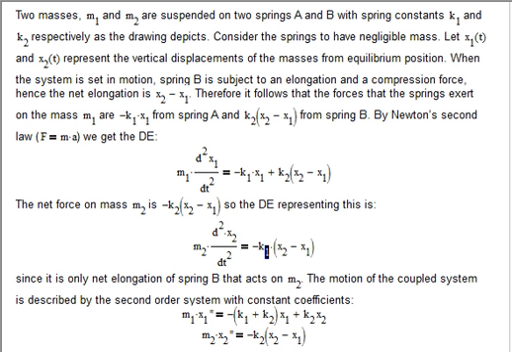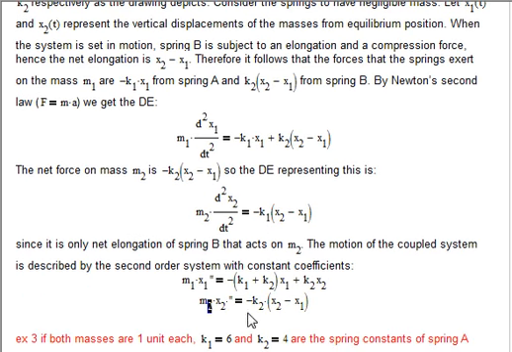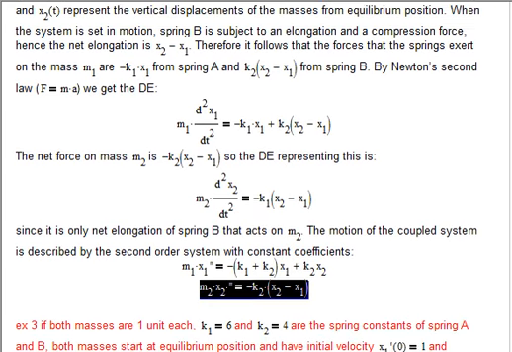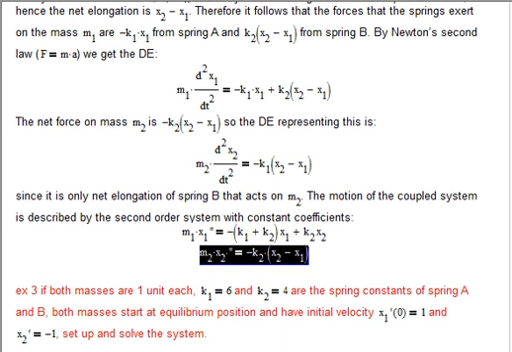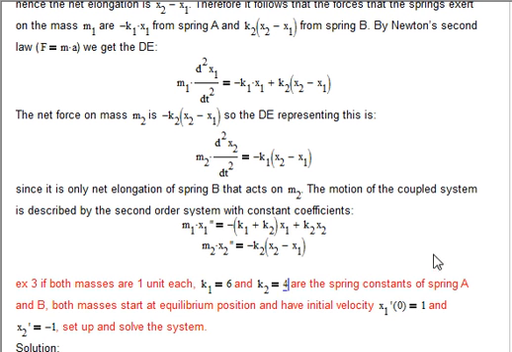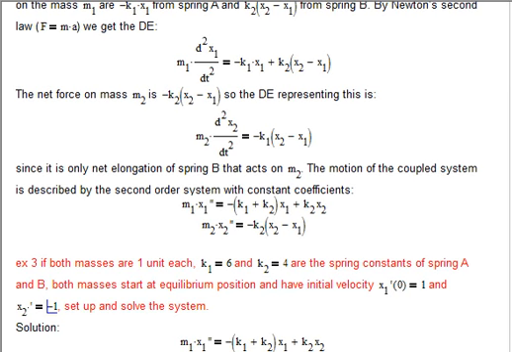And since only a net elongation of spring B acts on m2, the motion of the coupled system is described by the second order system with constant coefficients, and just trust me that this is what it'll work out as. So suppose we gave you some numbers for this, that k1 is 6, that's a spring constant, k2 is 4, that's a spring constant, the springs A and B. Both masses start at equilibrium position and have initial velocities x1 prime of 0 is 1, so x1 is pushed down 1 unit, whatever the units may be, and x2 is pushed up 1 unit. So they have some initial velocities, and then we want to solve the system.